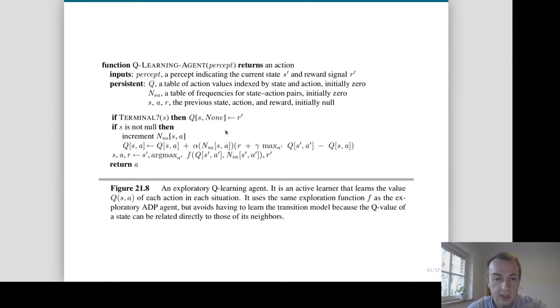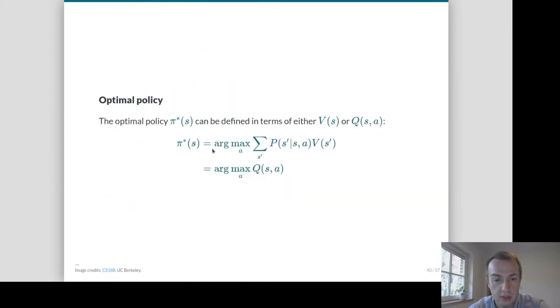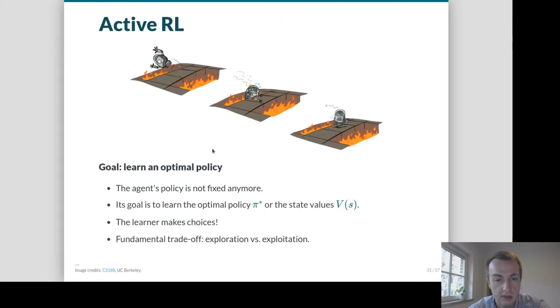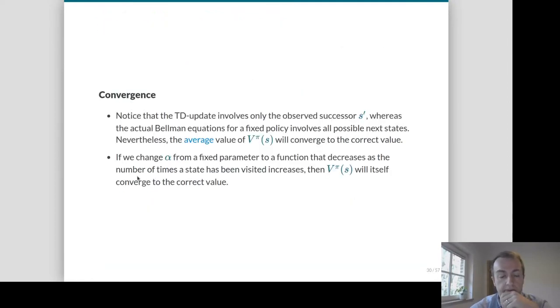Yes. So it's not actually alpha times some number. It's actually alpha defined as a function of the number of times you have experienced that particular transition, start doing action A in S, right? So this is what I was showing also when I discussed this second bullet. If you change alpha from a fixed parameter value to now a function that decreases as the number of times a state has been visited, then the V value, or in this case the Q value, would themselves converge to the correct value. And this is what they are doing. They are basically upgrading the learning rate parameter now to a function which depends on the number of times you've visited that particular Q state.